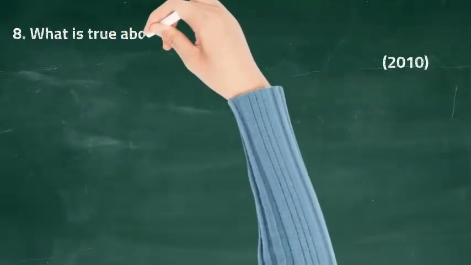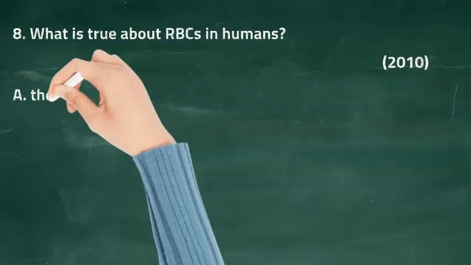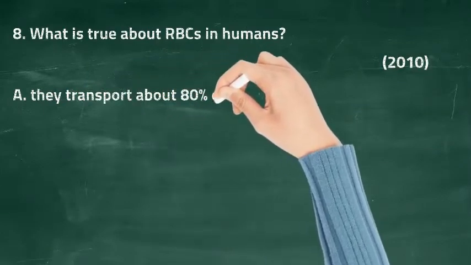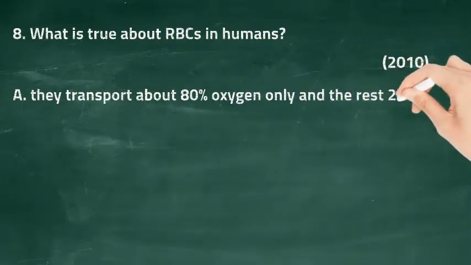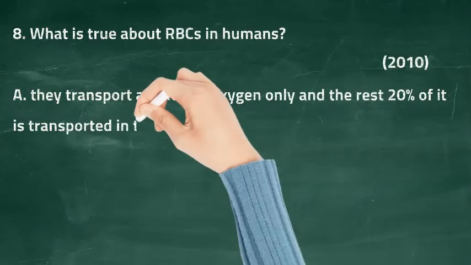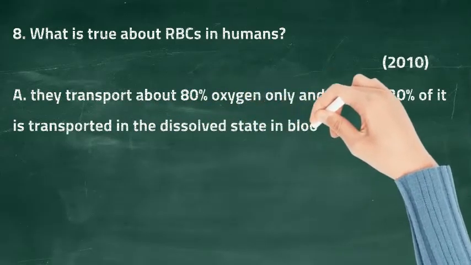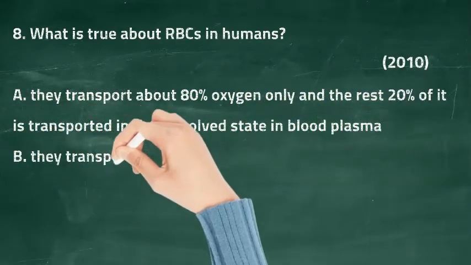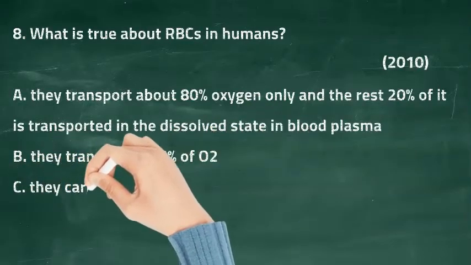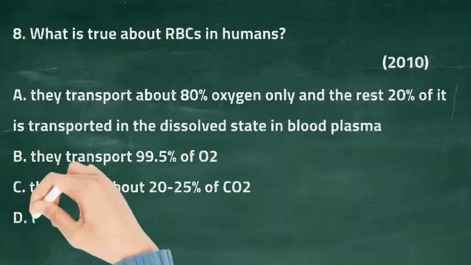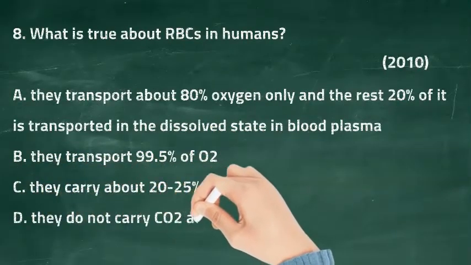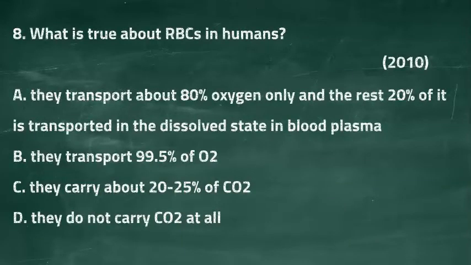Question 8. What is true about RBCs in humans? Option A is they transport about 80% oxygen only and the rest 20% of it is transported in the dissolved state in blood plasma. Option B is they transport 99.5% of O2. Option C is they carry about 20 to 25% of CO2. And option D, they do not carry CO2 at all. The right answer is option C, they carry about 20 to 25% of CO2.